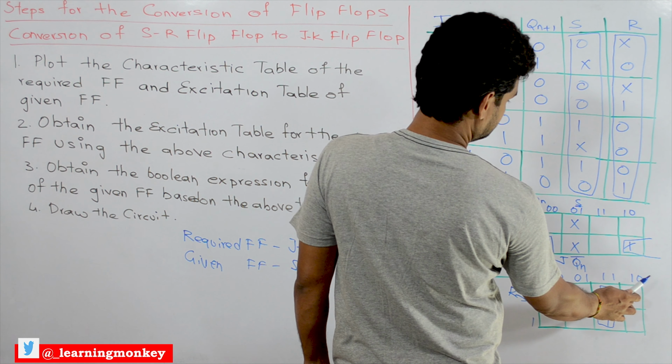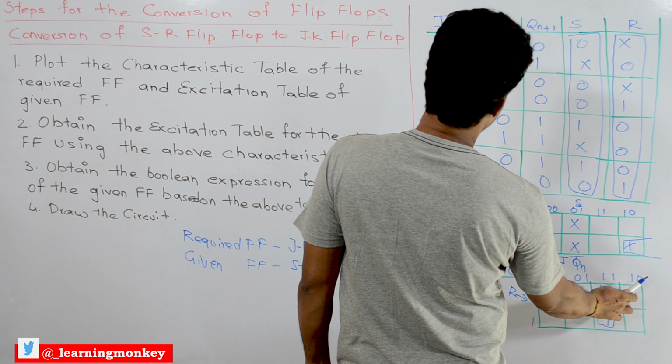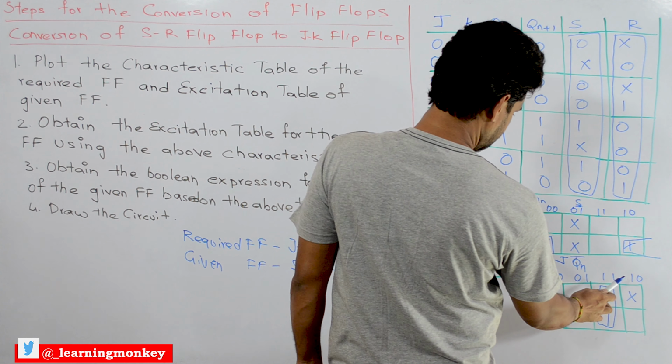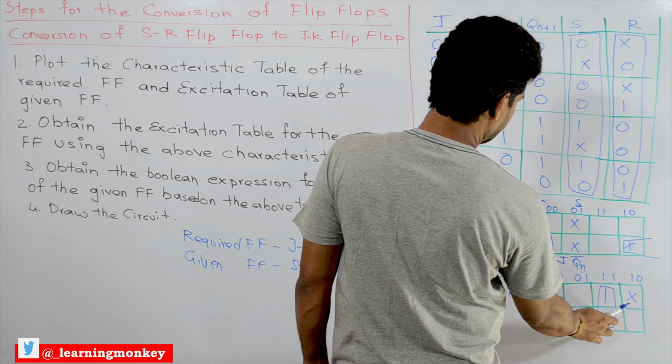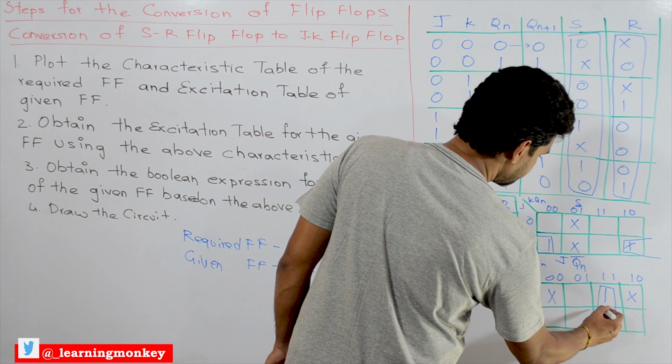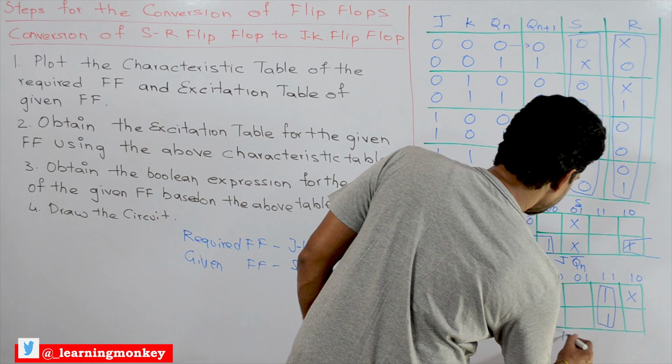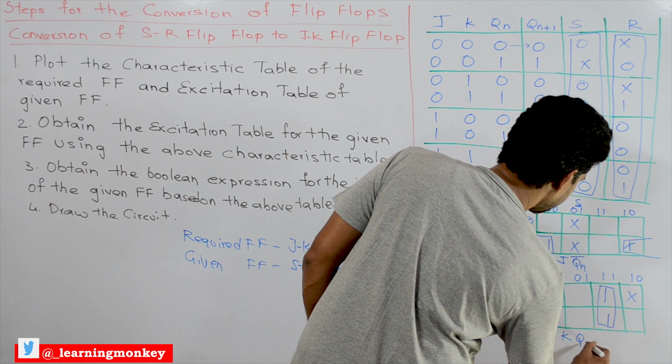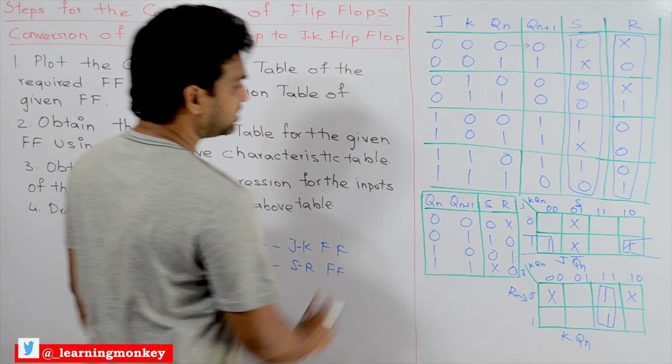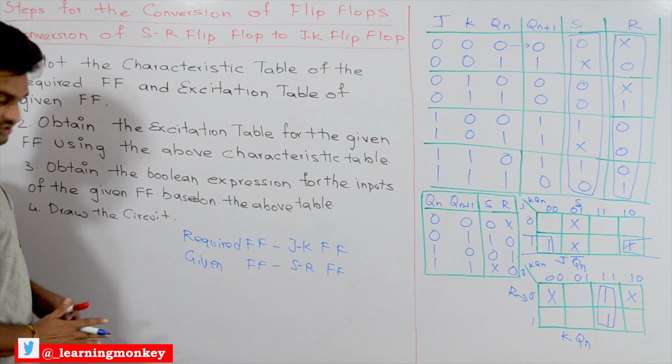So now this is going to be the AND of K and QN. Okay, so now we have to draw the circuit for this.